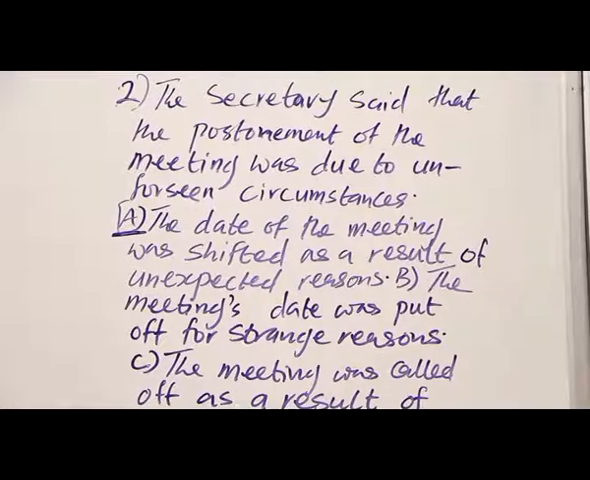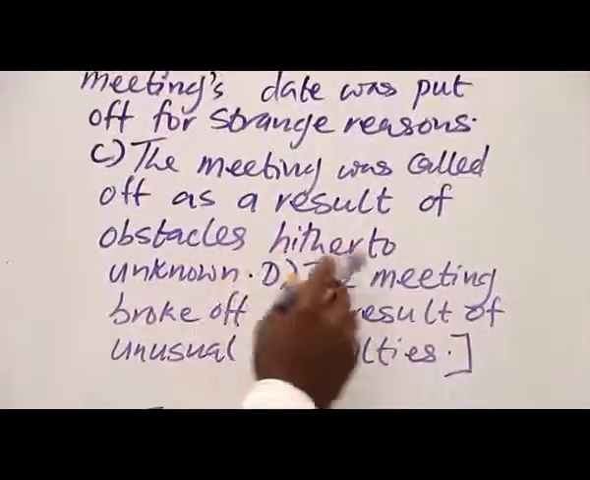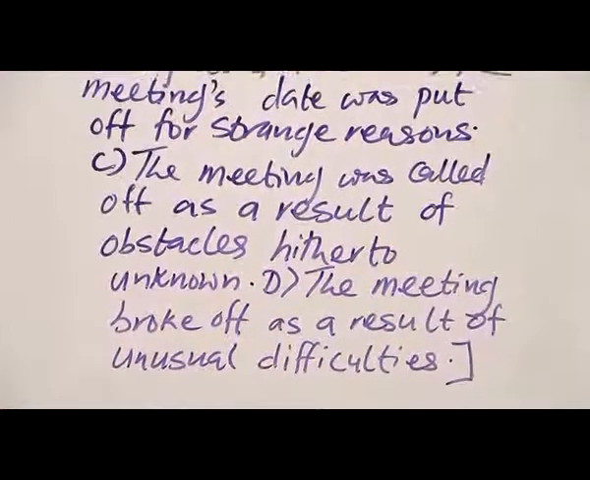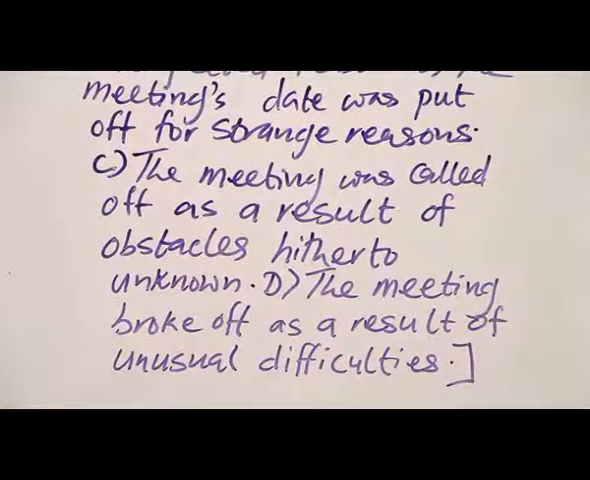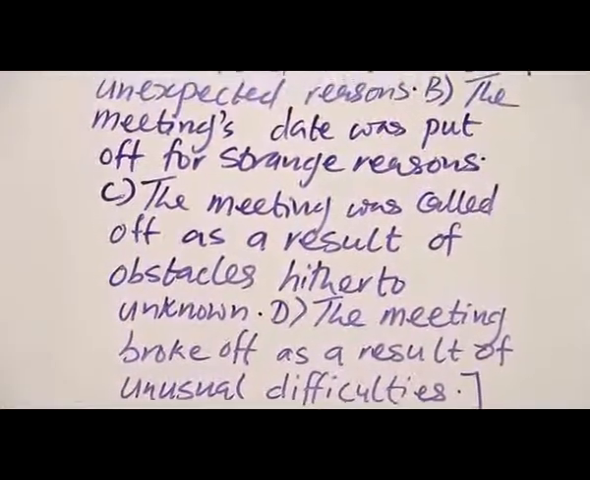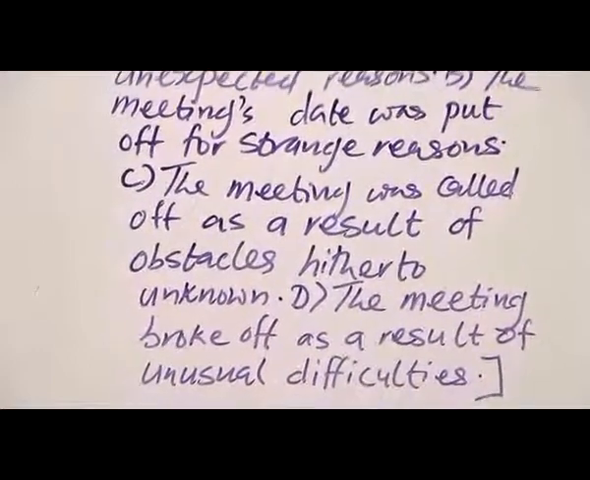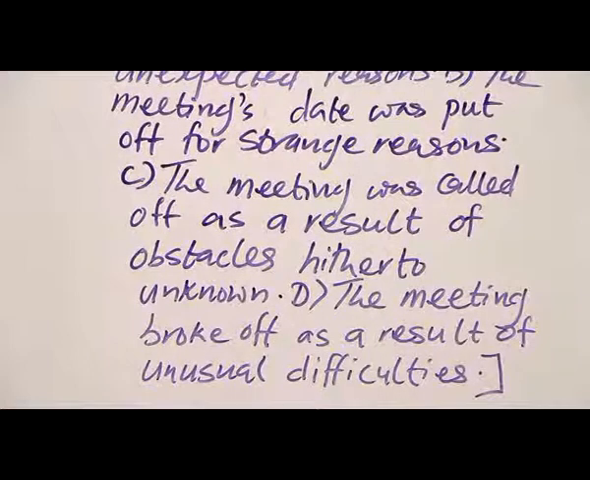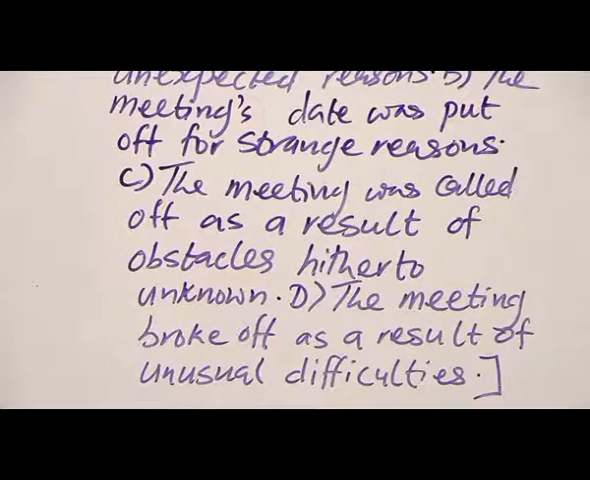Now we'll take option C. The meeting was called off as a result of obstacles hitherto unknown. Alright? Now, C. The meeting was called off as a result of obstacles hitherto unknown. Does this option qualify? The meeting was called off. Called off is a phrasal verb for cancel, and cancel is different from postponement.